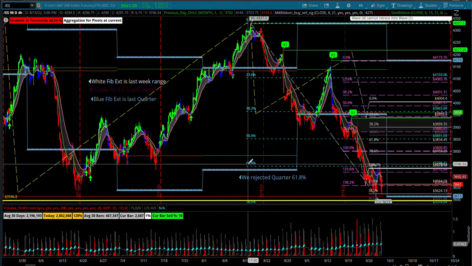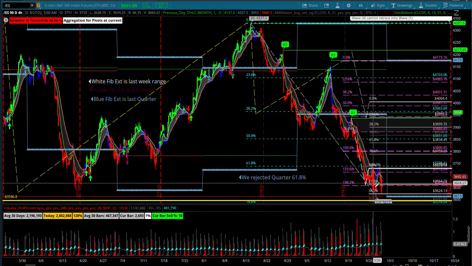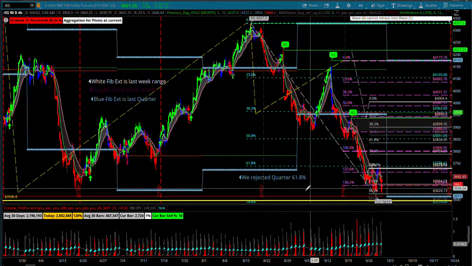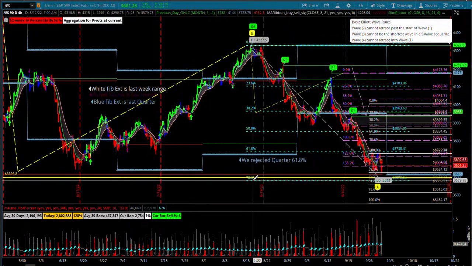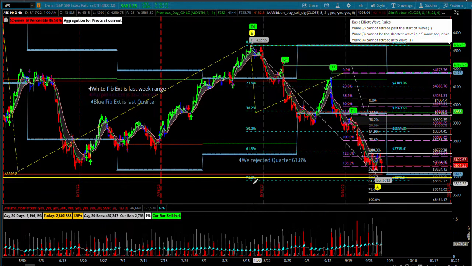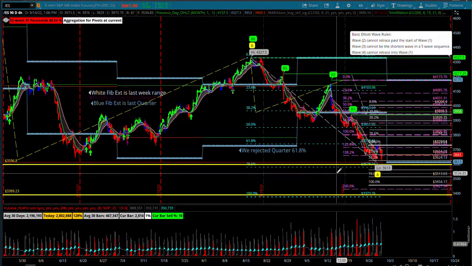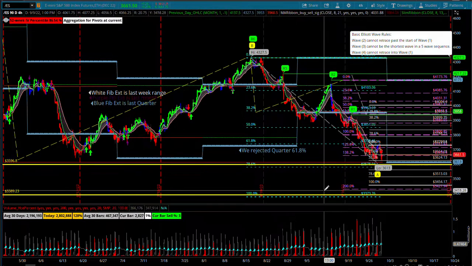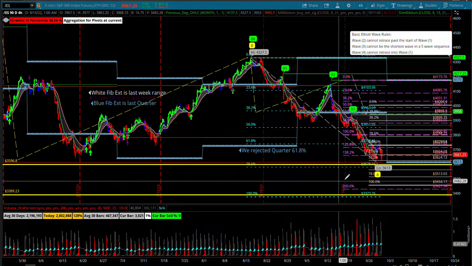The 61.8 right here has rejected. We were in the very low part of the trading zone. We haven't given up the 78.6 on the quarterly extension. If we give this up, it is game on, people. 35.60 is critical support. If we start losing 35.60, it is game on to the downside. Honestly, I have a 3,400 target. I just did fib extensions on a quarterly basis, and look where it's projecting, right down here to 3,400. So be aware of that scenario going forward.